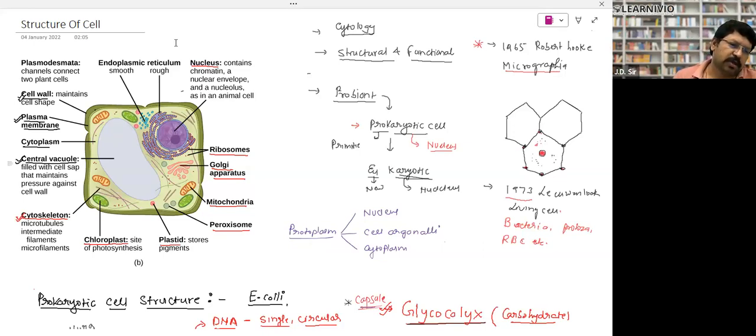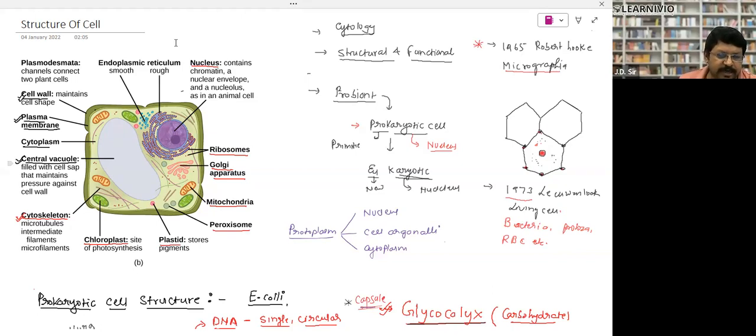Look, in a plant cell there is a cell wall, the outermost covering, which is absent in animal cell. Plasma membrane, the second layer, is found in both plant and animal. Cytoplasm, the gel-like matrix or ground substance, is found in both. Central vacuole is a big vacuole found only in plant cell, not in animal cell. In animal cells, vacuoles are very minute and non-functional. In plant cell, the vacuole is the biggest organelle. That's why the nucleus is not found at the center; it is always found at the side, the peripheral part. Why? Because the central vacuole occupies a larger size and pushes the nucleus aside.